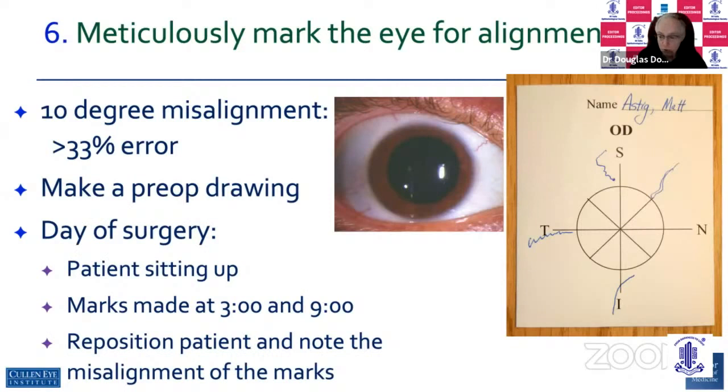but on the day of surgery, I sit the patient up. I make marks at 3 and 9 o'clock, but my marks are rarely, if ever, exactly at 3 and 9 o'clock. So I make a note of where these marks are on a drawing. I take this to the operating room with me, and I then use that to align my toric IOL so I know exactly where I'm aligned. And when we did that, we found a mean accuracy of better than 3 degrees for all of our toric patients.